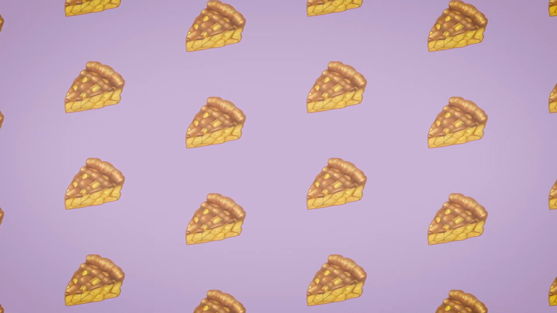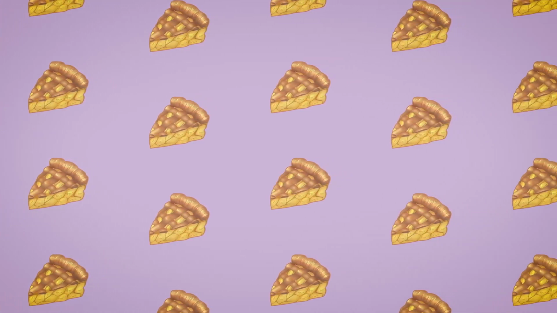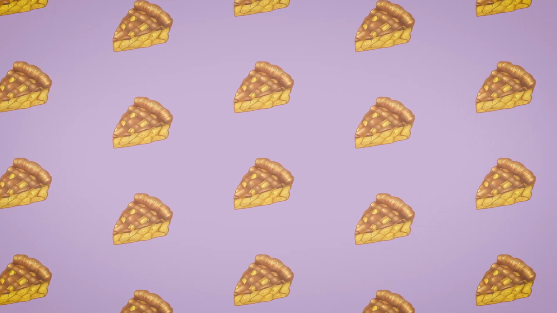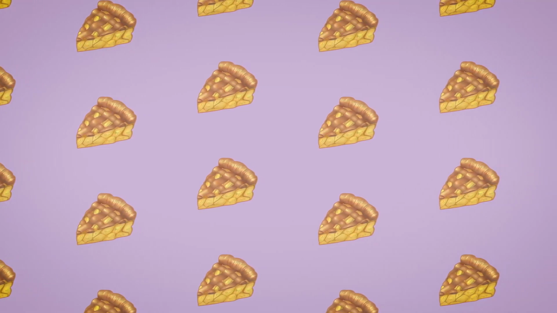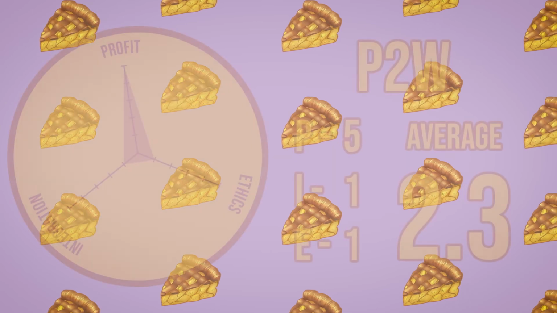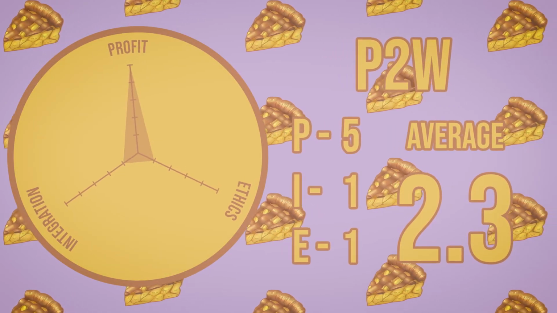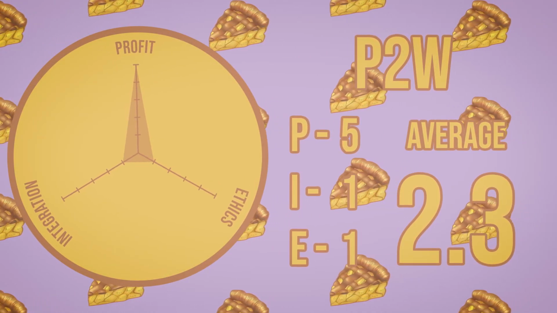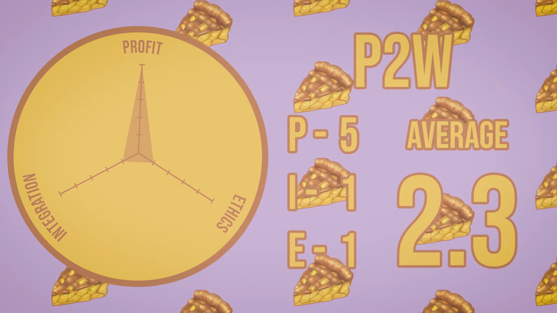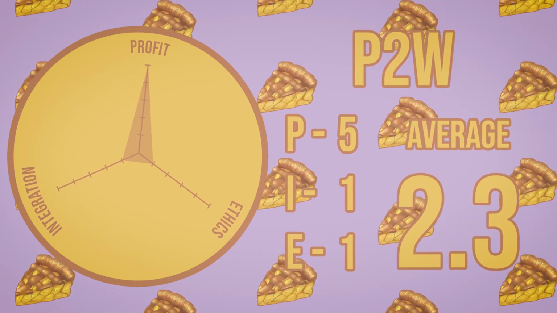All the company needs to do is to continue to release stronger content, and they will have a huge amount of income. Because of this, it receives a 5 in profit and a 1 in both integration and ethics, with an average PIE score of 2.3.